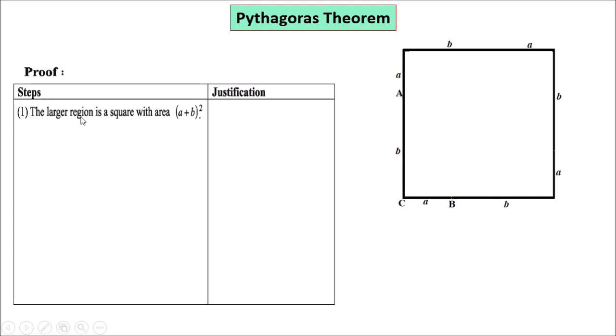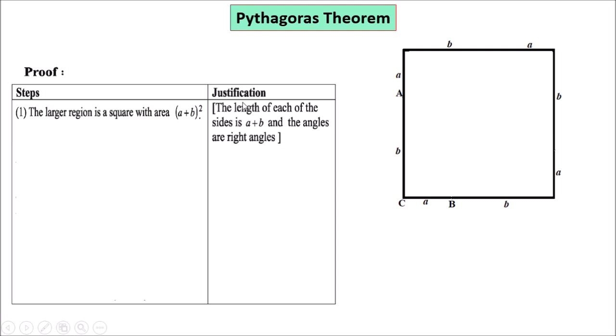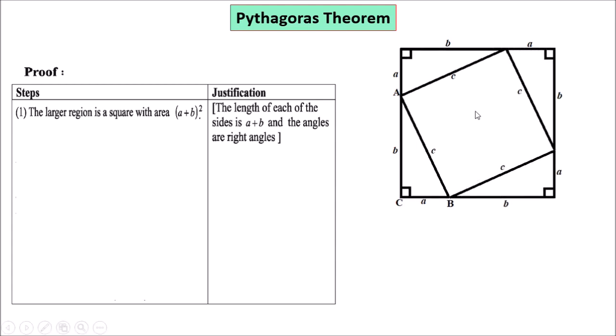So again, the larger region is a square with area (A plus B) whole squared. Here is the justification that the length of each side is A plus B and the angles are right angles. So it is a square, and we can call it the square region, and its area is (A plus B) whole squared. Is it clear to you? Okay, I'm going to the second part.